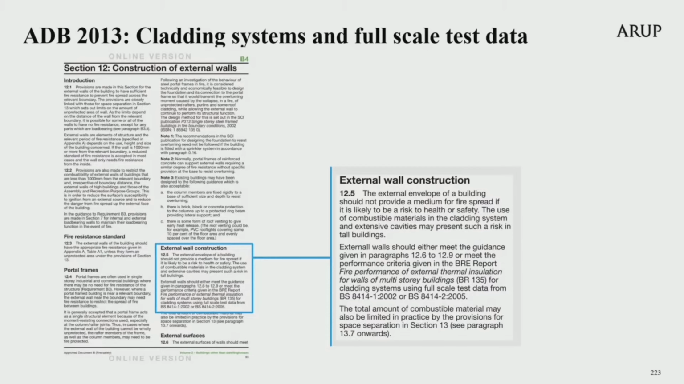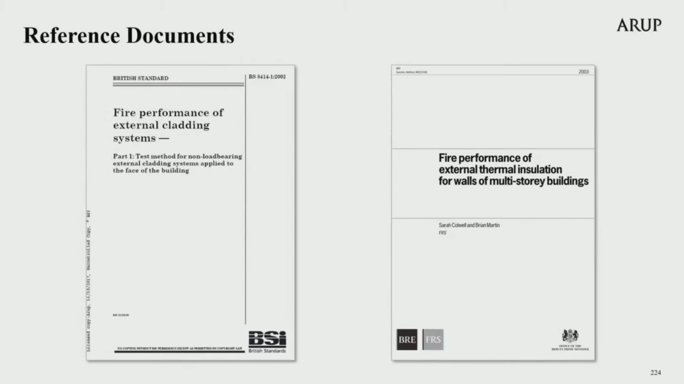The use of combustible materials in the cladding system, and extensive cavities may present such a risk in tall buildings. External walls should either meet the guidance given in paragraphs 12.6 to 12.9 or meet the performance criteria given in the BRE report for cladding systems using full-scale data from British Standard 8414 Parts 1 and 2. So the full-scale data ADB refers to is generated using the 8414 test, and it is then evaluated using the performance criteria and classification method described in the BRE document.